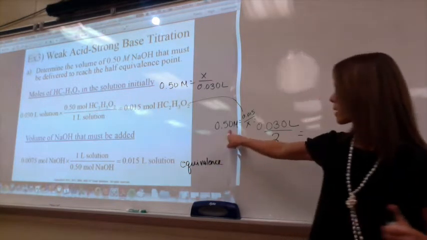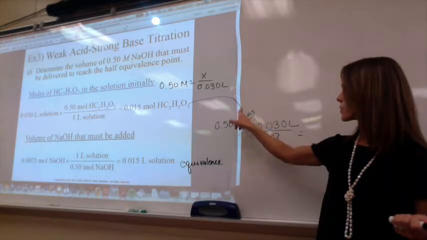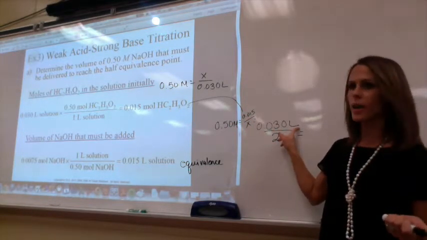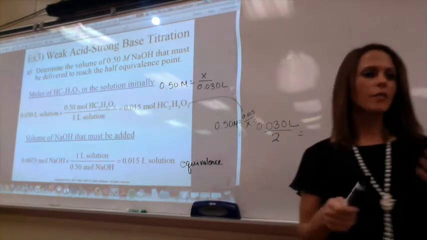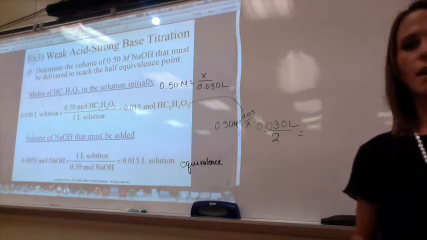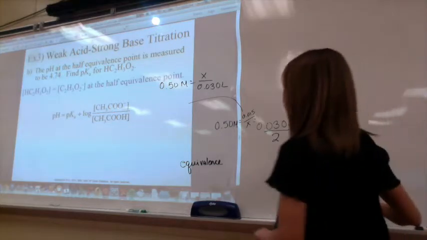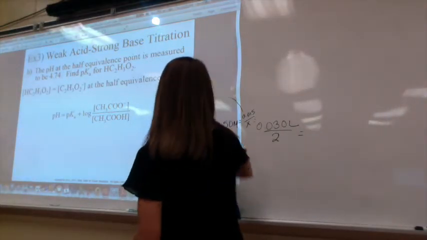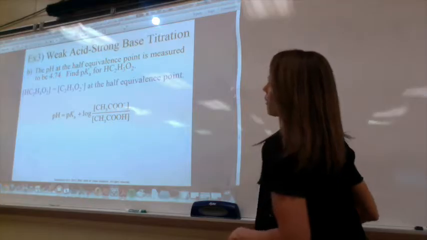So, Grace, you probably did it like this. 0.5 is equal to moles over X, and then we solved for X, which is fine. So half equivalence just means we go halfway. You could do half of your moles, or you could do half of your volume. All right, so now we're going to look at part B, which is find the pH.